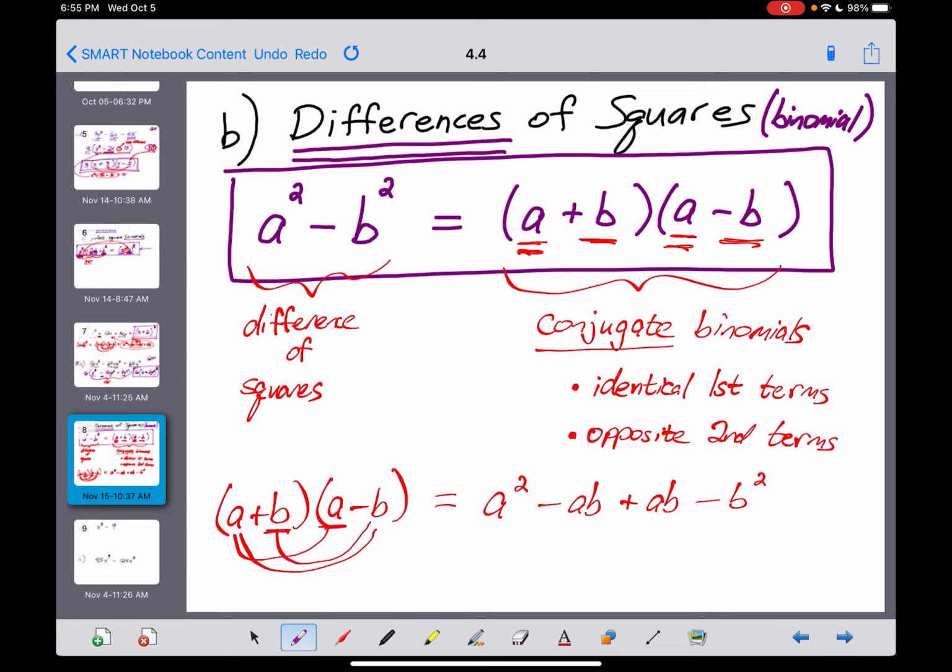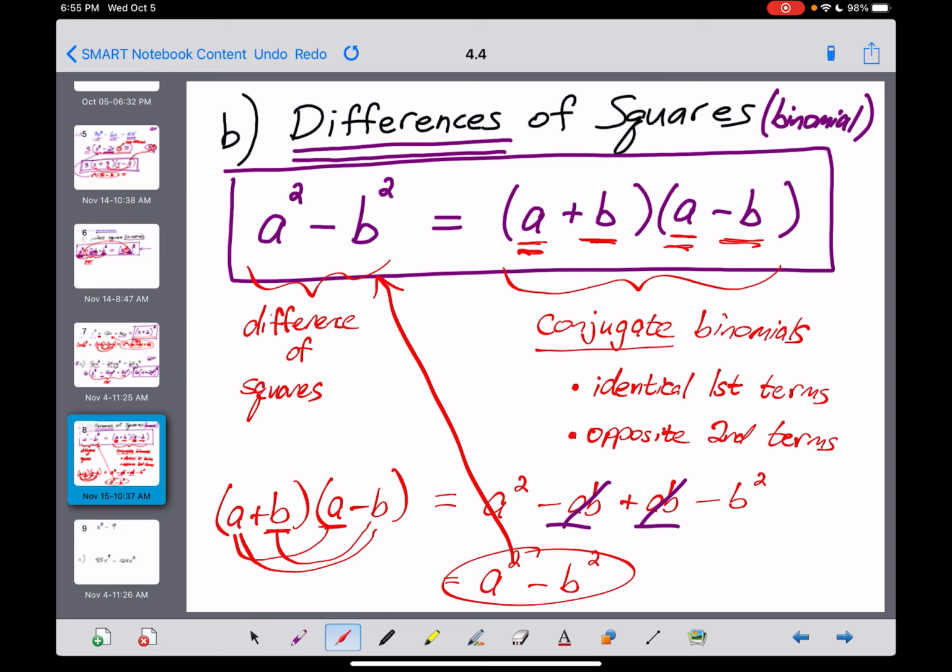And maybe you notice what happened. Because the outer and the inner products are opposites of one another, they just completely cancel each other out, leaving you with the binomial expression a squared minus b squared. And that's exactly what we were hoping to see. So that's how you factor a difference of squares.